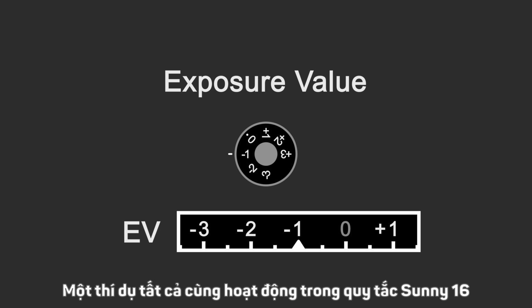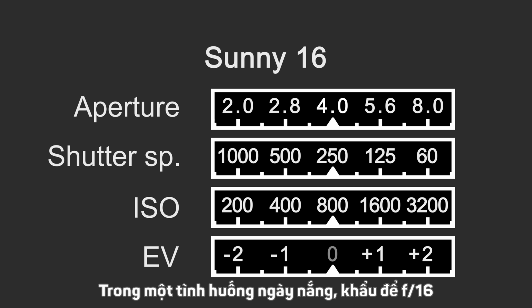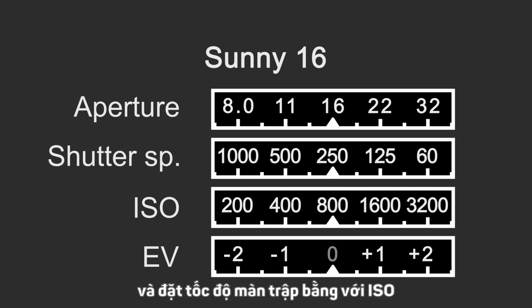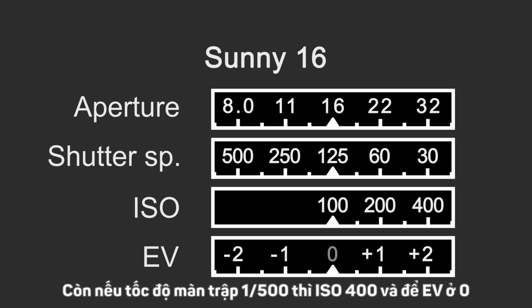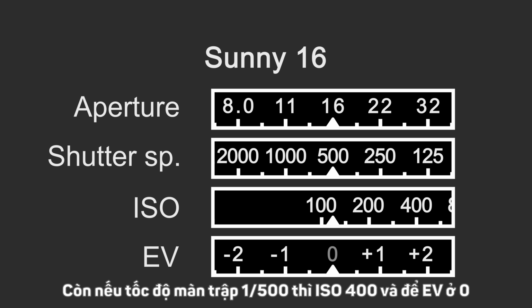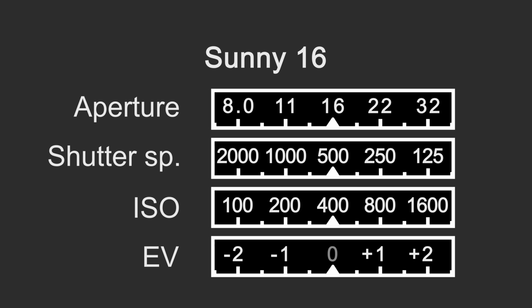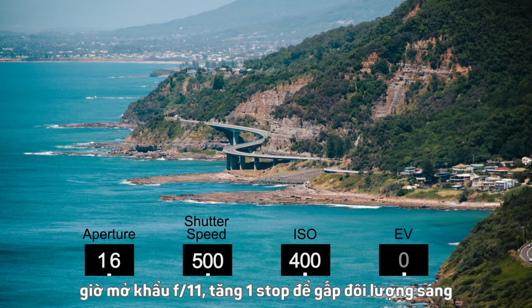One example where all of these work together is the sunny 16 rule. On a sunny day, set your aperture to f/16 and keep the ISO and shutter speed more or less equal. So if the shutter speed is 1/125, closest ISO is 100. Shutter speed 1/500, closest ISO is 400. And you'll get a good exposure. So that's the baseline. And where you start to adjust.